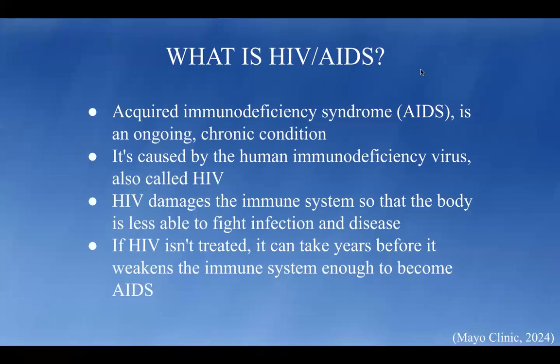Acquired immunodeficiency syndrome, otherwise known as AIDS, is an ongoing chronic condition. It is caused by the human immunodeficiency virus, also called HIV. HIV damages the immune system so that the body is less able to fight infection and disease. If HIV isn't treated, it can take years before it weakens the immune system enough to become AIDS.